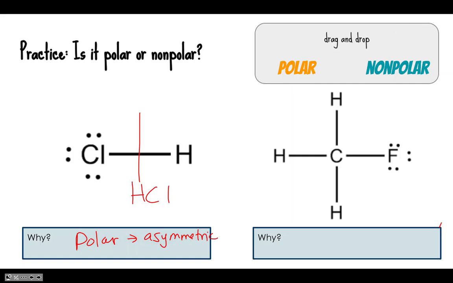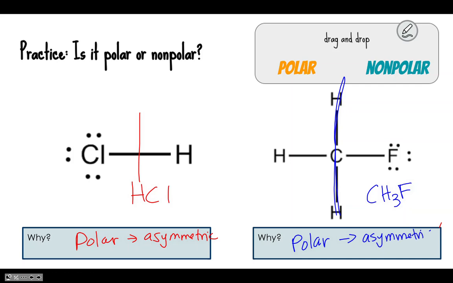And if we look at this one, CH3F, first of all, what shape is that one? Tetrahedral, good. We have 4 bonded, no lone pairs. You cut it this way, not symmetric, right? So this one's also going to be polar. Asymmetric. Outside atoms are not the same. We have 1 F and 3 H's, so the outside atoms are not the same.